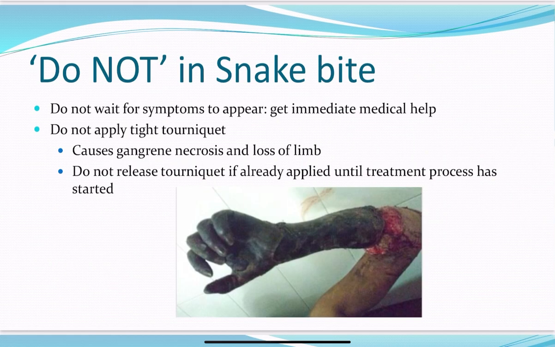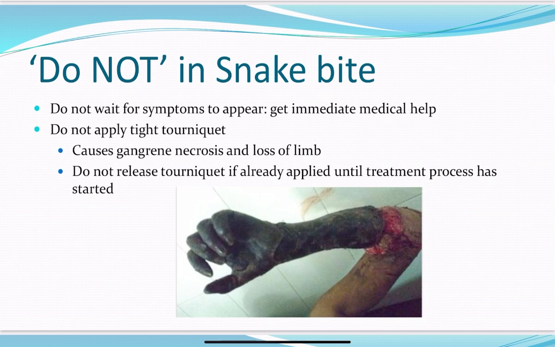What are the things that should be avoided in a snake bite? So, first thing is that you do not wait for symptoms to appear. So, get immediate medical help. The current guidelines do not suggest to apply tight tourniquet because it might lead to gangrene, necrosis, and loss of limb. Whereas, if the tourniquet is already applied, then do not release it until the treatment process has started.